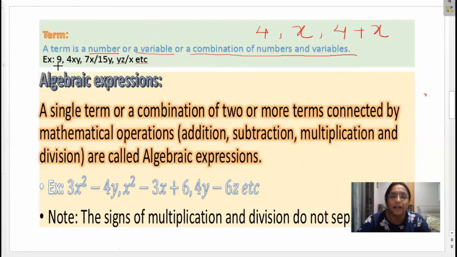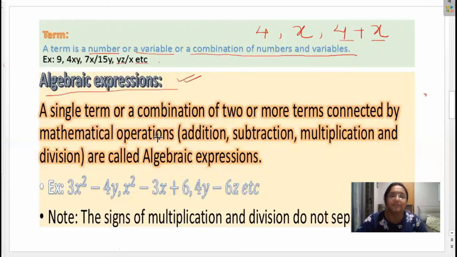They may be 9. Okay, it is a term. 4xy is also a term. 7x divided by 15y is also a term. yz by x, this is also a term. So only one term means like this. These are called as terms. 4 plus x, these are two different terms. Okay. Next, what is algebraic expressions?